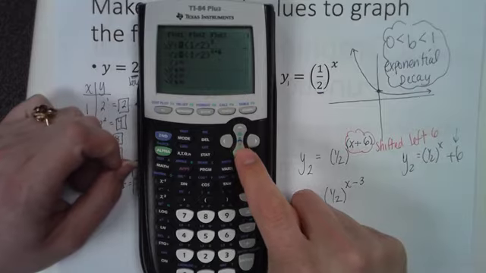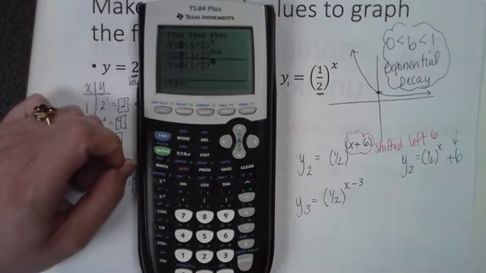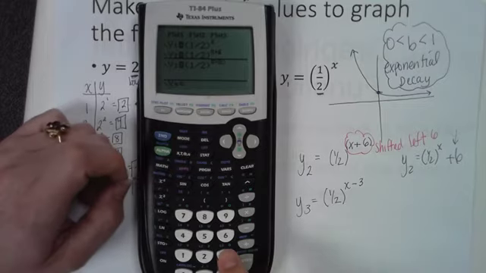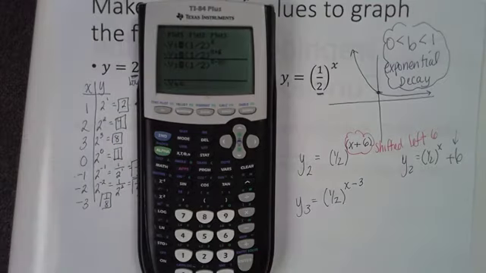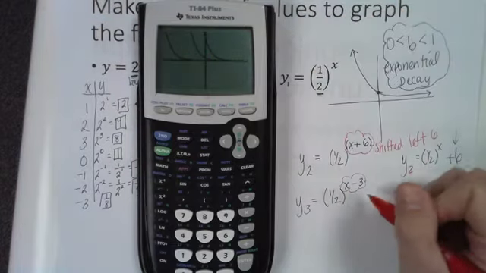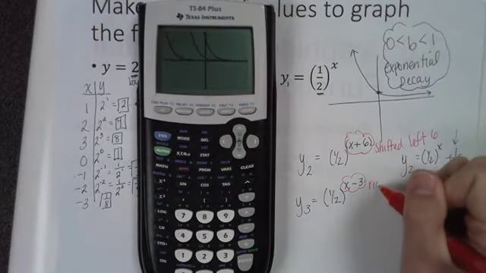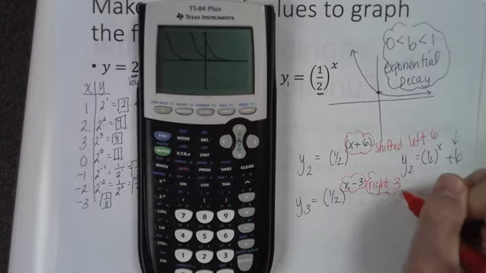And in y3, let's type in 1/2 to the x minus 3. X subtracting 3. Don't use a negative, use subtract. What do you think this is going to do? Put it to the right. Right 3. Yeah, okay, let's hit graph. Ooh, yeah, what'd it do? Yeah, it moved it to the right. That's kind of interesting. Right 3 units.